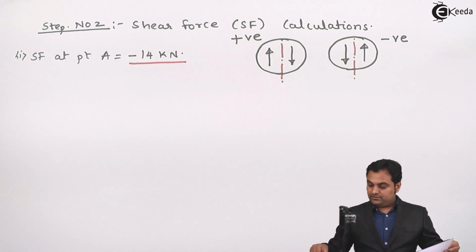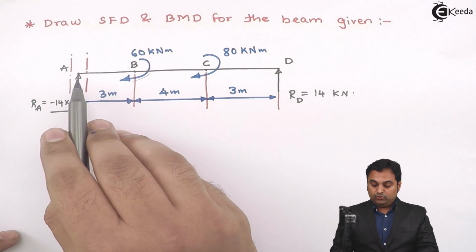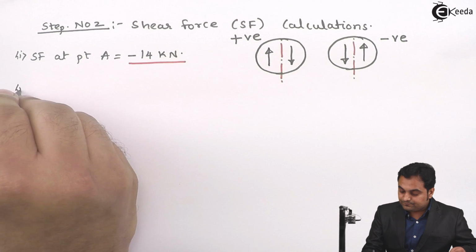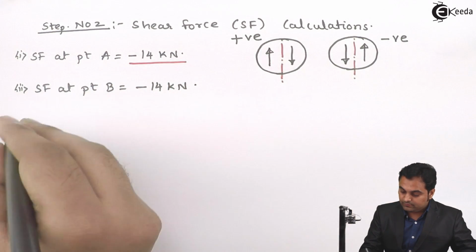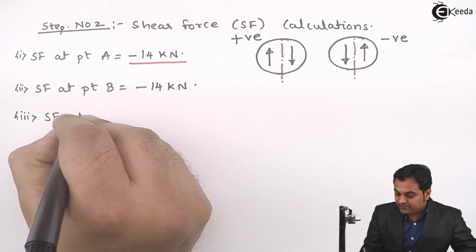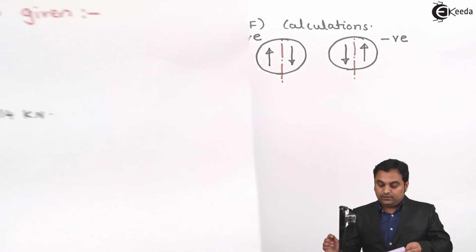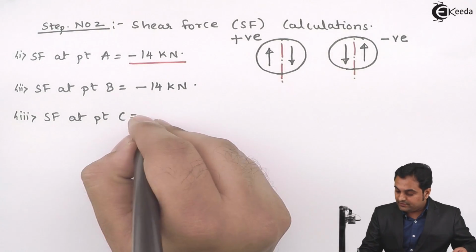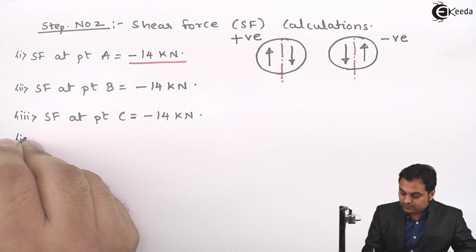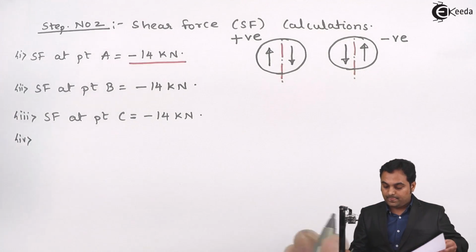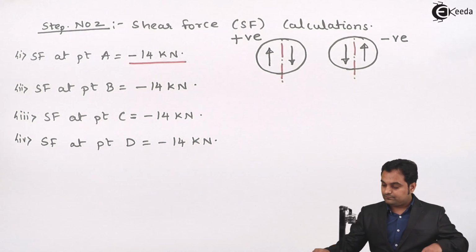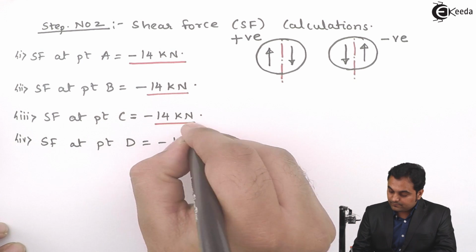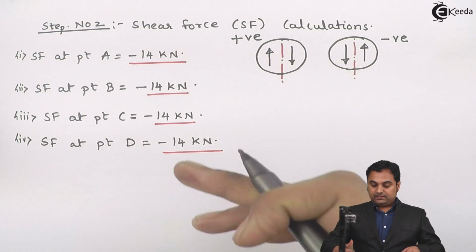Now something interesting is there in this beam: there is no load from A to B. It means SF at point B will also be the same as A, minus 14. Next, SF at point C: there is no load between B to C, so again SF will remain constant, that is minus 14 kilonewton. Then again there is no shear force between C to D, so SF at point D will also be the same, minus 14 kilonewton. The values are the same. So now, after getting the shear forces at each of the points, we need to draw the shear force diagram. For that, I'll draw the beam again.